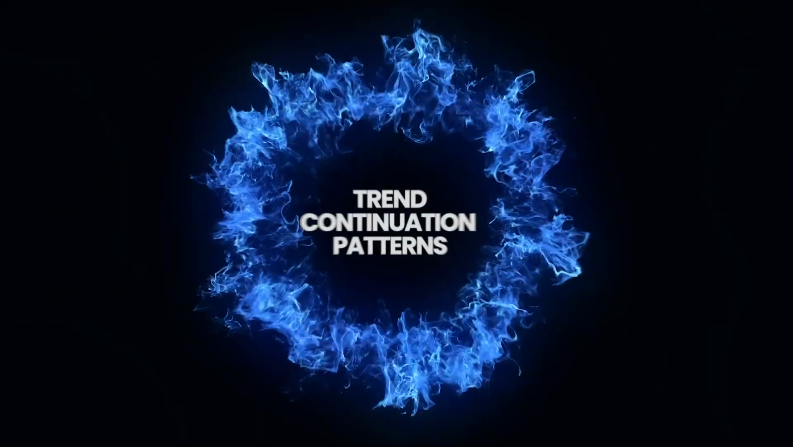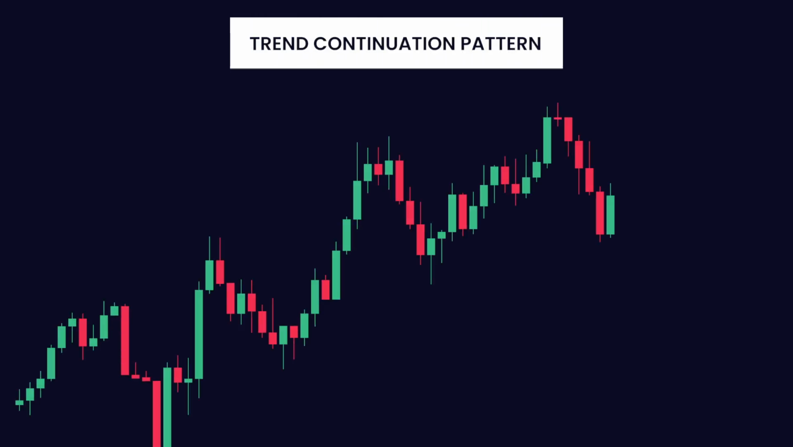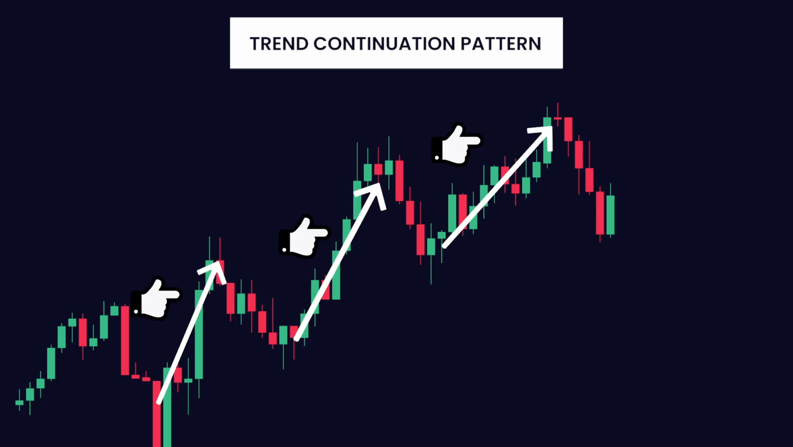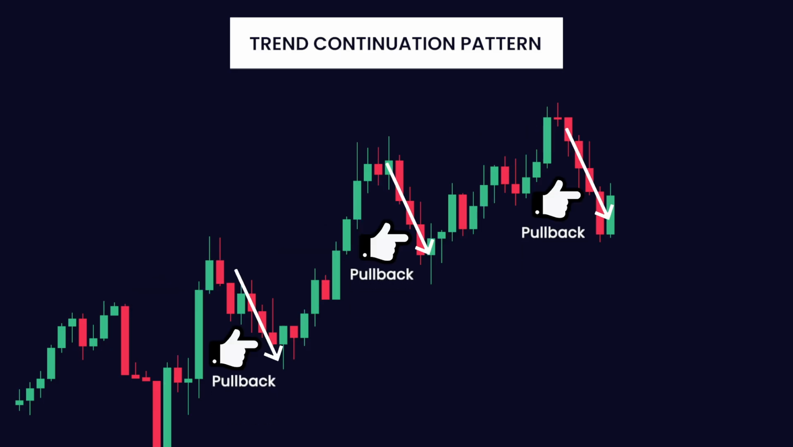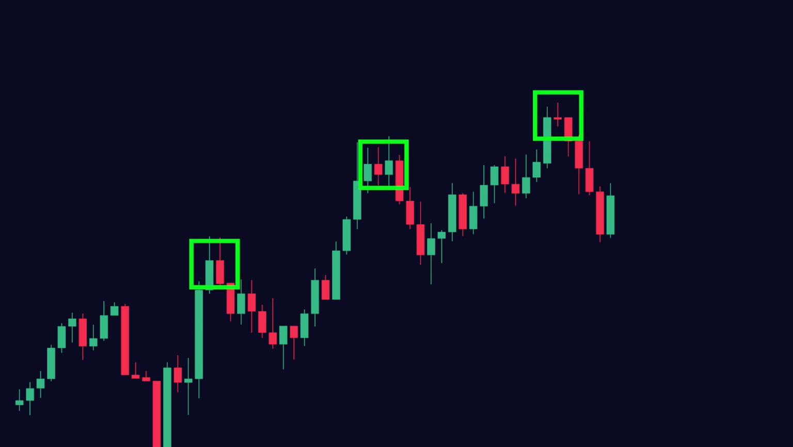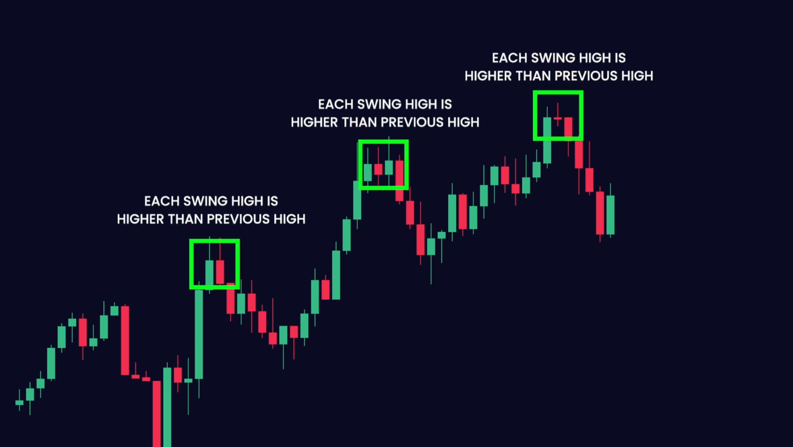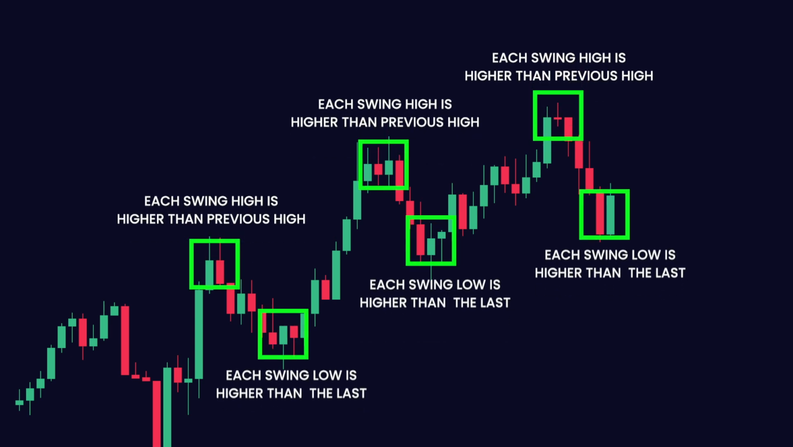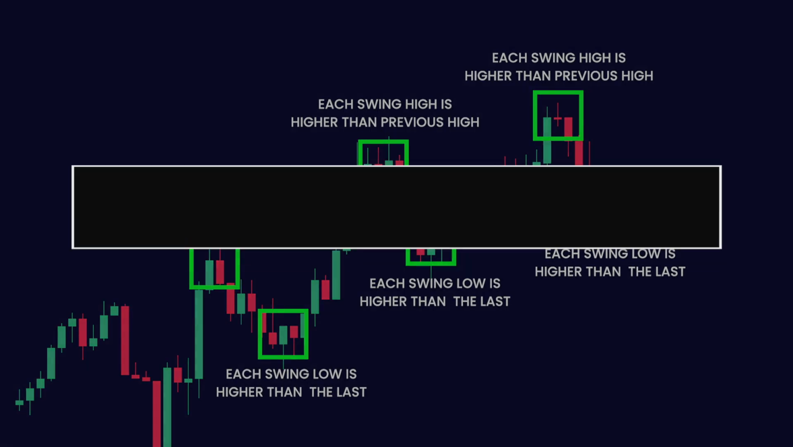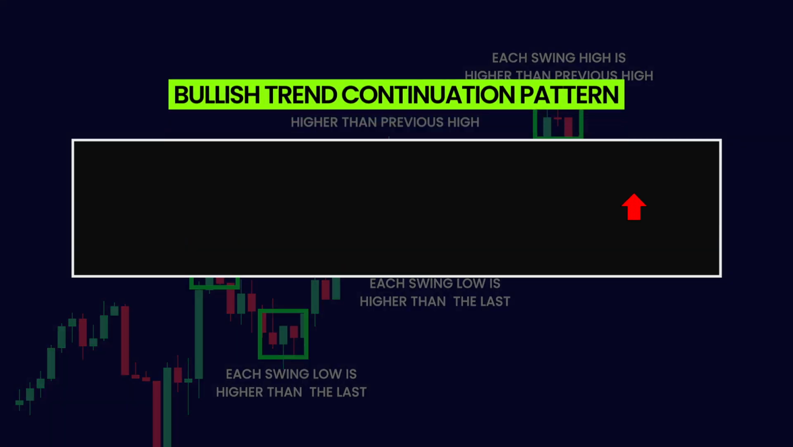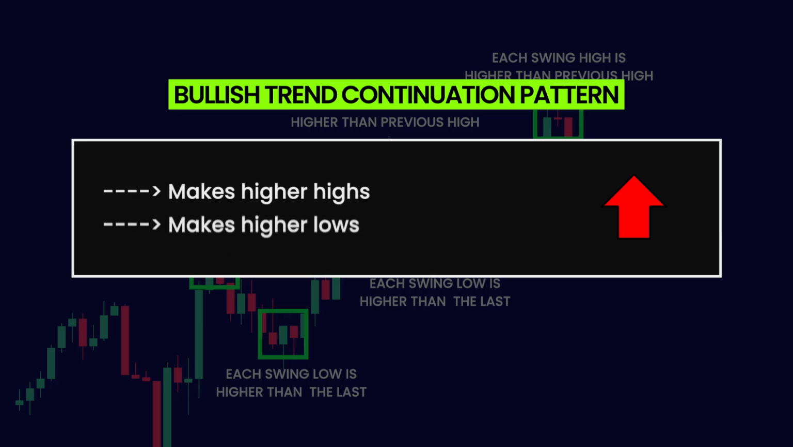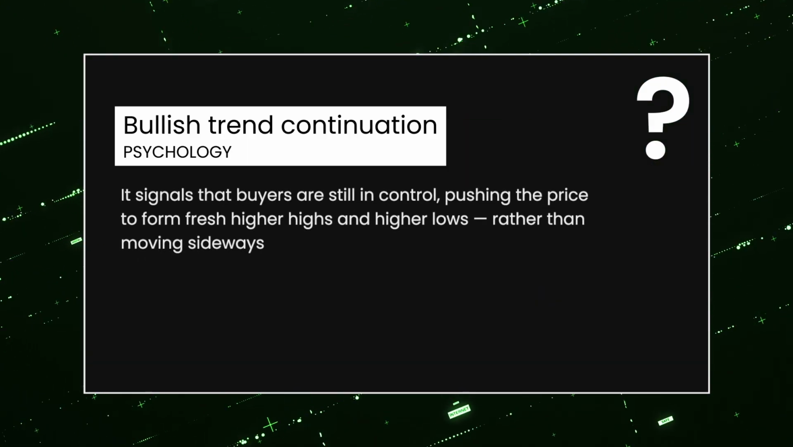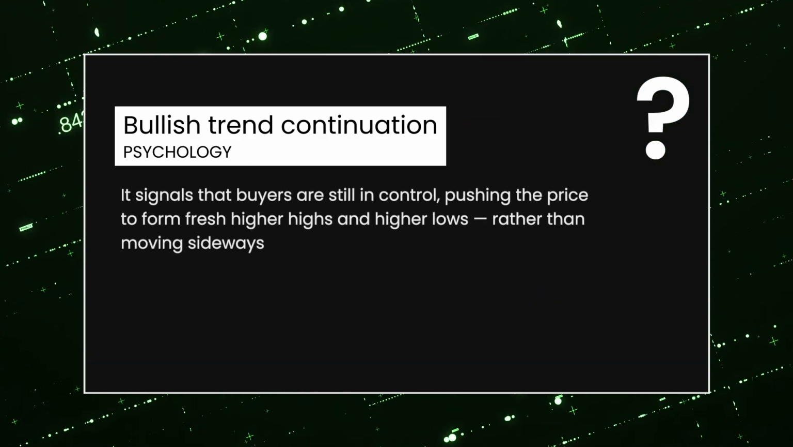Trend continuation patterns. When you're looking at a bullish trend continuation pattern, what you'll notice are strong upward moves followed by slight pullbacks. Each swing high climbs above the one before it, and each swing low is also higher than the last. This basically tells us that the market is in an uptrend. Price action is creating a series of higher highs and higher lows. It's a clear sign that buyers are still in control, pushing the market higher rather than moving sideways.